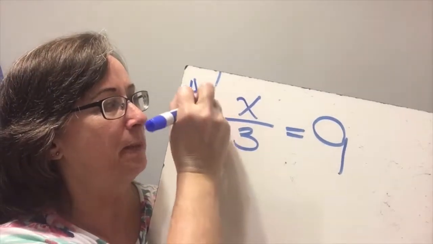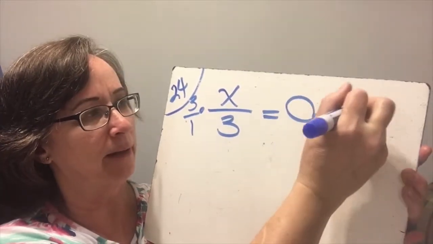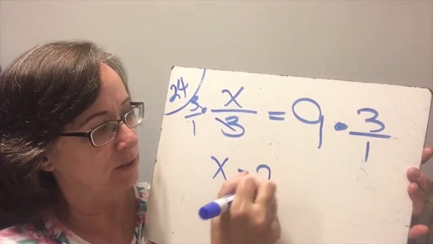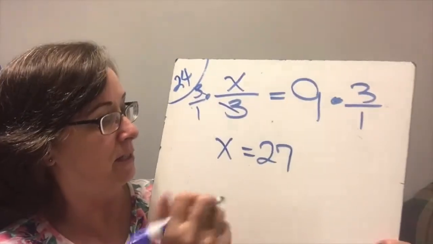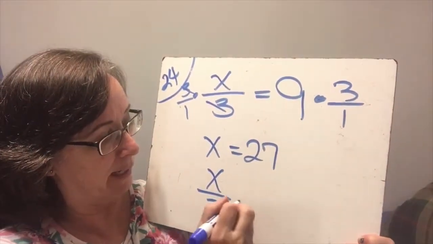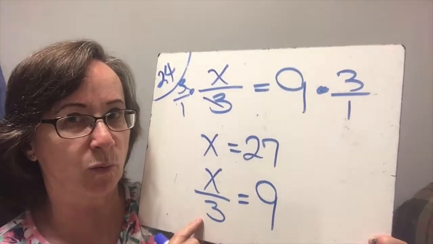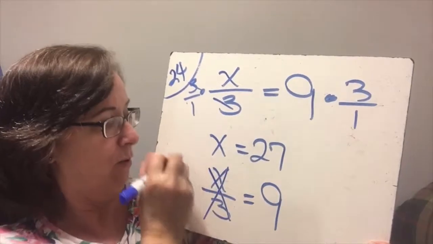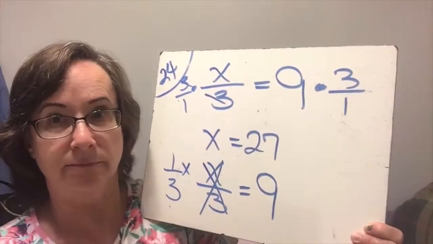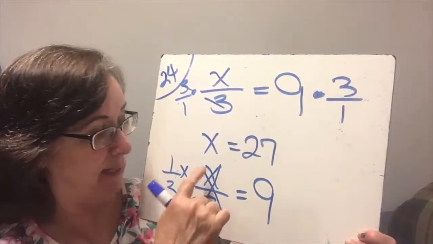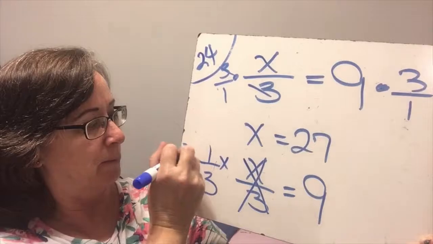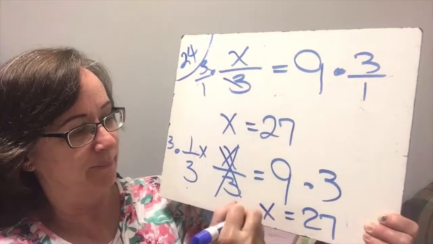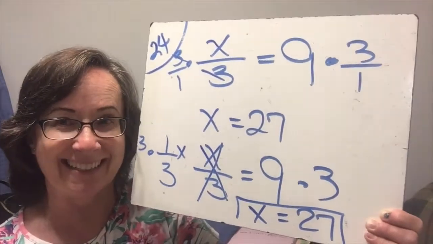What if I just multiply by 3/1 and multiply by 3/1, or just 3, and I'm going to end up with x is 27. The other way that we could do it is we started with x over 3 equals 9. We could realize that x over 3 is the same thing as 1/3 x. Isn't x over 3 the same thing as 1/3 x? And then I multiply by the 3 and the 3, and I get x is 27. It's really the same problem both ways, isn't it?